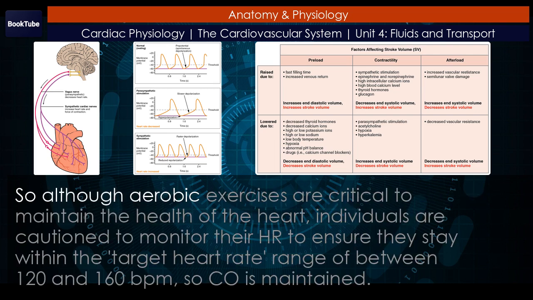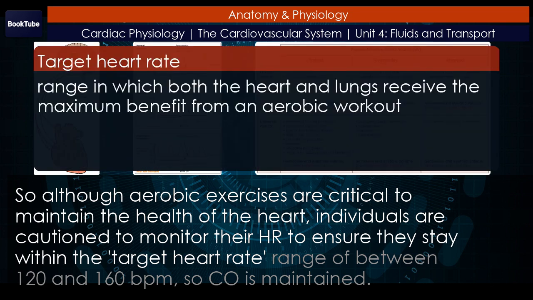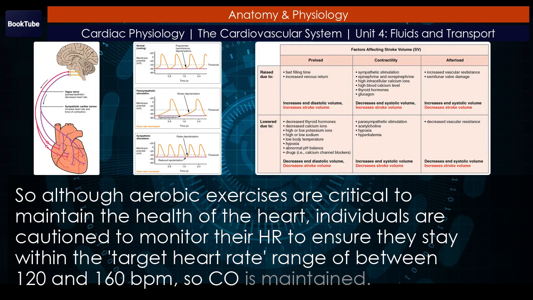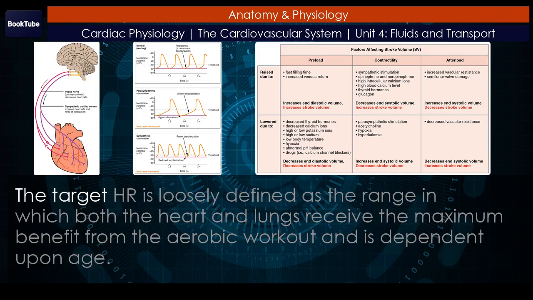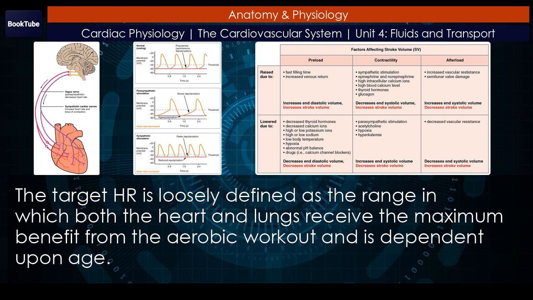So although aerobic exercises are critical to maintain the health of the heart, individuals are cautioned to monitor their HR to ensure they stay within the target heart rate range of between 120 and 160 bpm, so CO is maintained. The target HR is loosely defined as the range in which both the heart and lungs receive the maximum benefit from the aerobic workout and is dependent upon age.